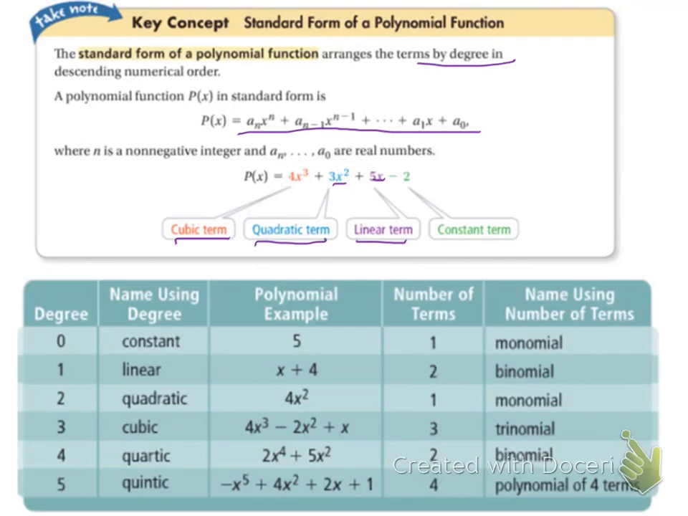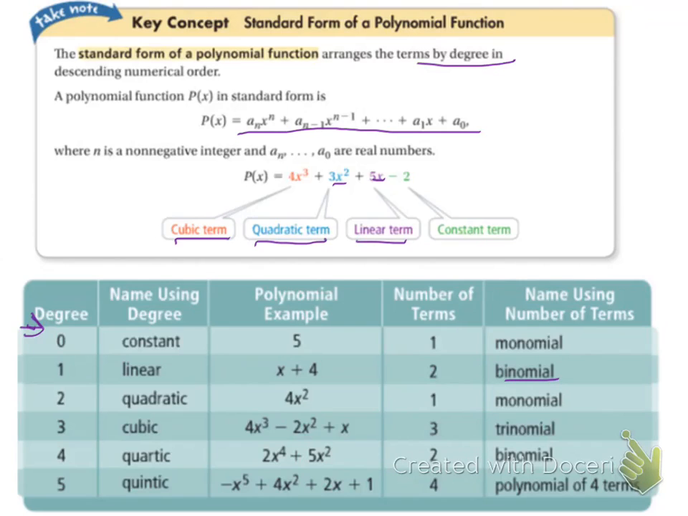For this one, I'm going to look here at this chart. The degree is the highest exponent on the variables. So when it's 0, meaning there is no x, that's a constant. For example, 5. Okay, that's a monomial because it's only one term. When you have a linear is when it's x to the first. That's in y equals mx plus b form. Okay, it forms a line. That's why it's called a linear. And if it's two terms, then it's a binomial.